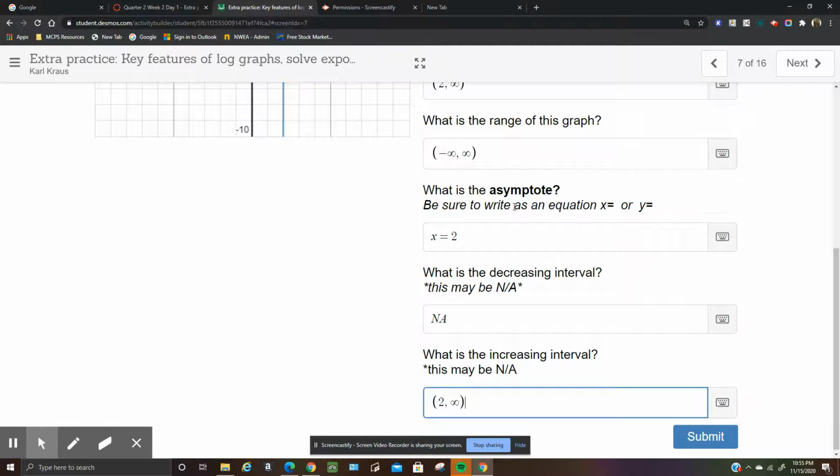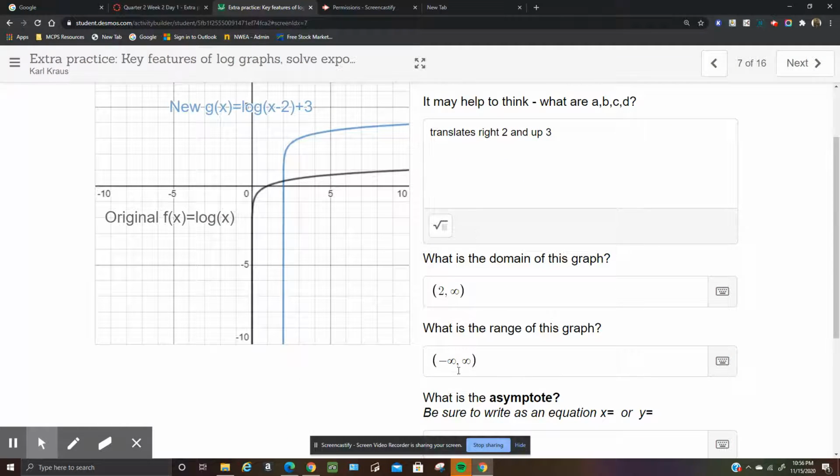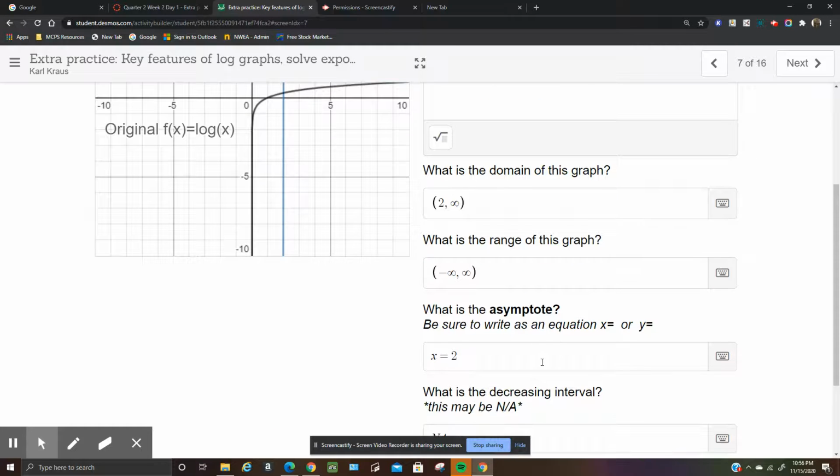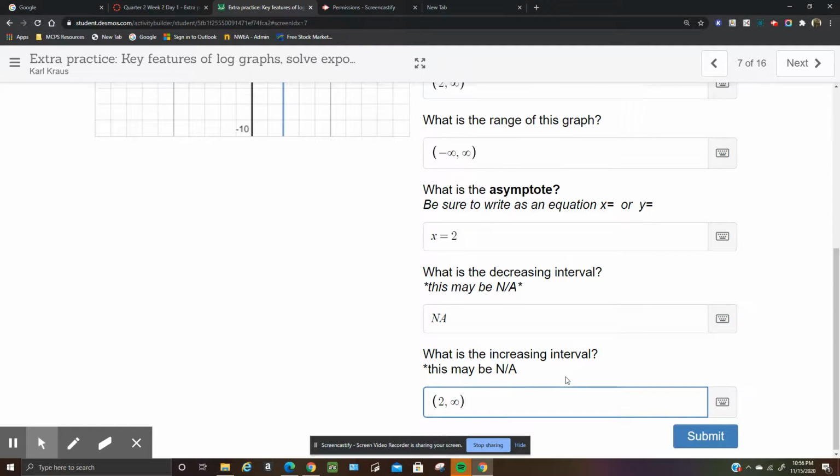So reviewing the answers one at a time here. The transformations are translates right 2 and up 3. The domain is 2 to infinity. The range, negative infinity to positive infinity. The asymptote is x equals 2. Decreasing NA, increasing, same as the domain, 2 to infinity.